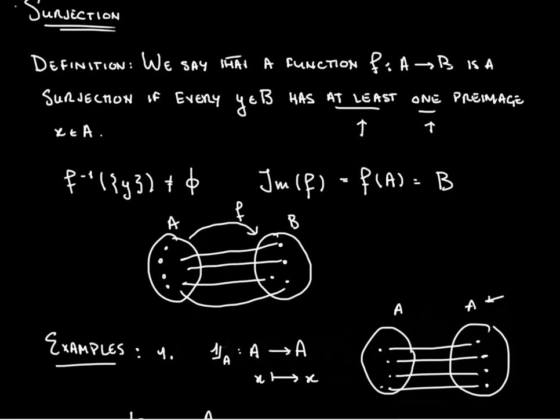To close this one, let's recall the definition. We say that a function f from A to B is a surjection if every y in B, which is our codomain, has at least one preimage x in A, which is our domain.